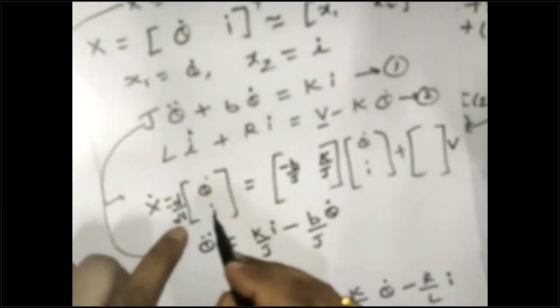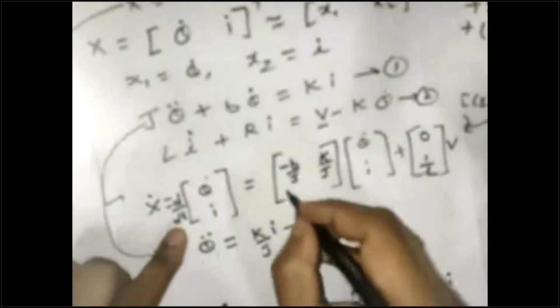If I substitute the same thing here, d by dt of I has V by L. Here there is no input term; in the second term the voltage is coming. So that will be 1 by L. And the theta dot term will be K by L, and this is multiplied by current, so it will be minus R by L.